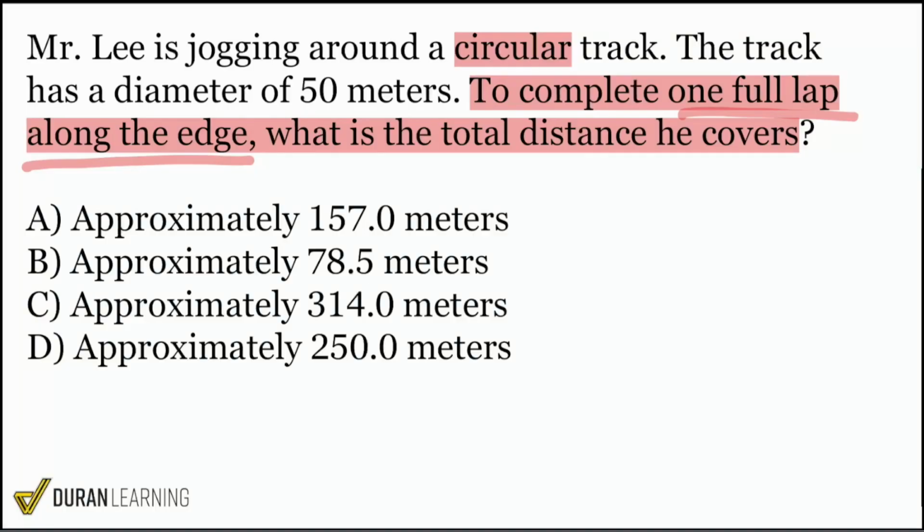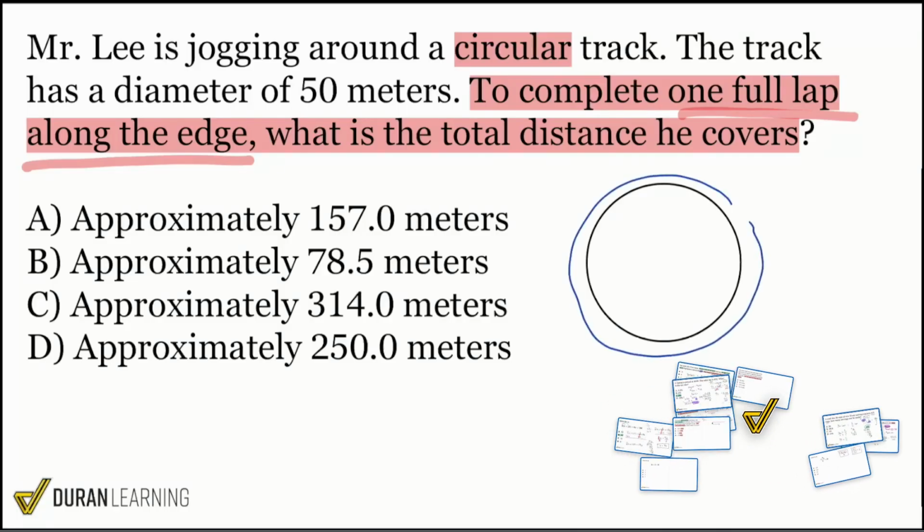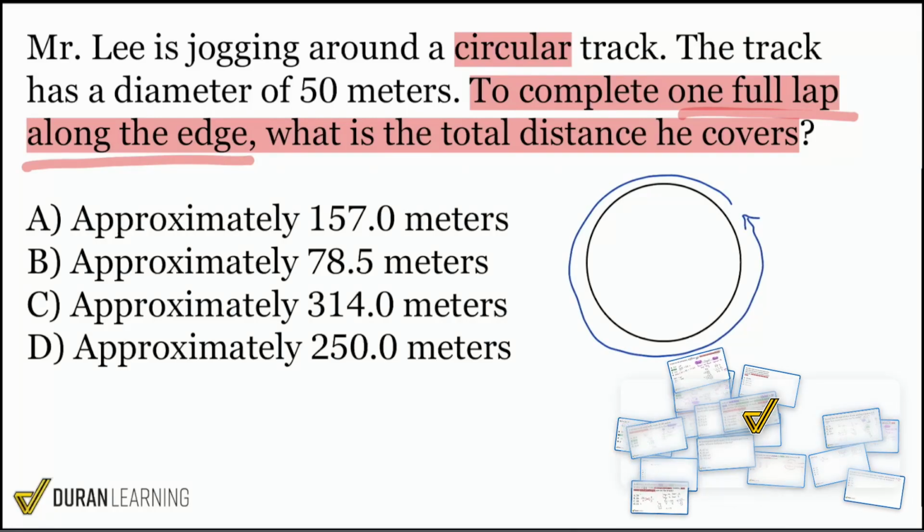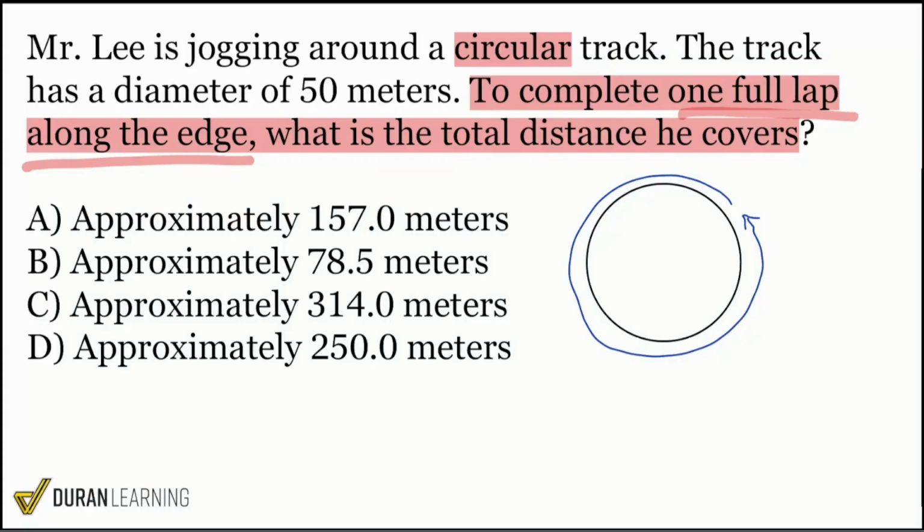So we can draw that here. I got you. If we have, let's say, a circular track and we're trying to jog one lap around this circular track, does that sound like we're trying to find the radius, diameter, circumference, or area? Which of those four does it sound like we're trying to solve for? Yeah, and the correct answer here is going to be circumference. The correct answer is circumference.